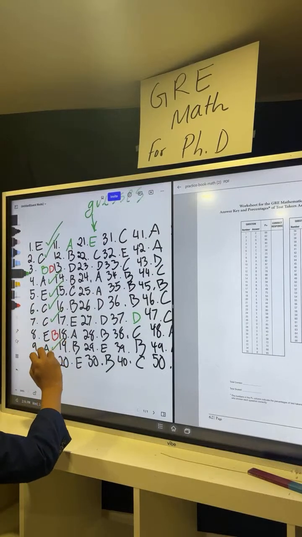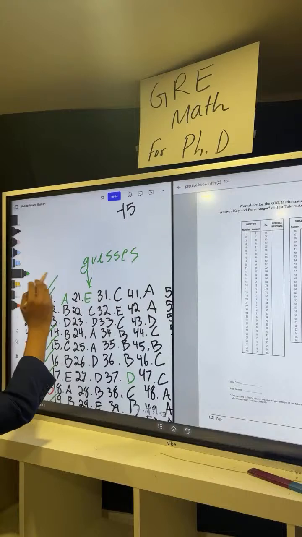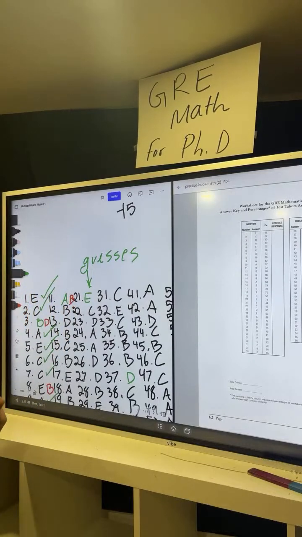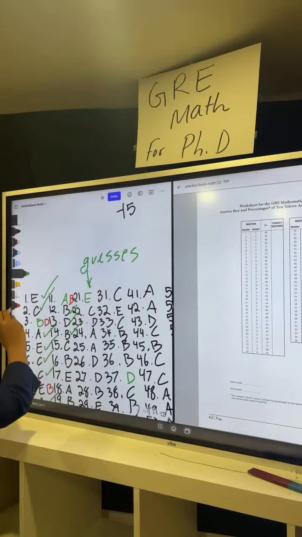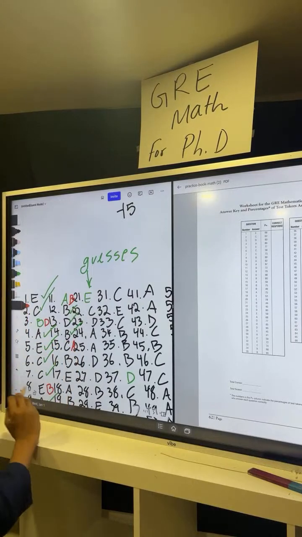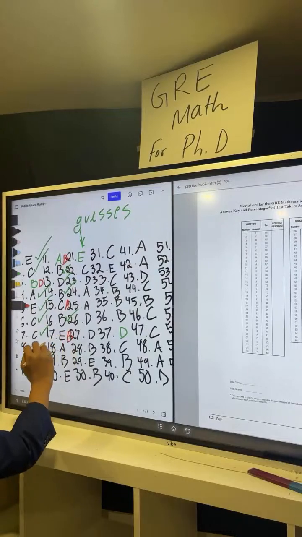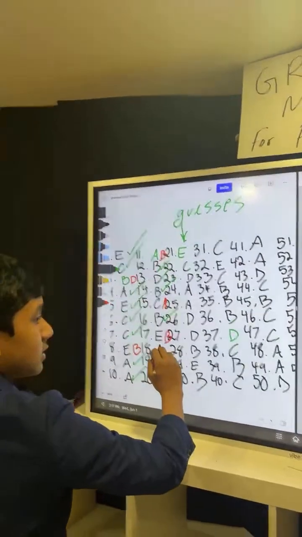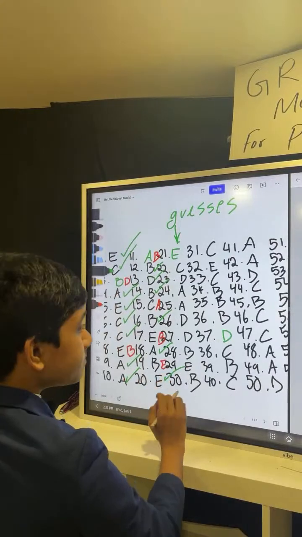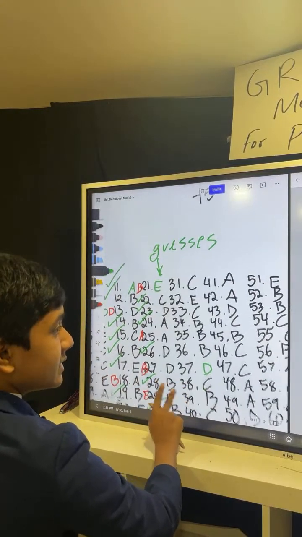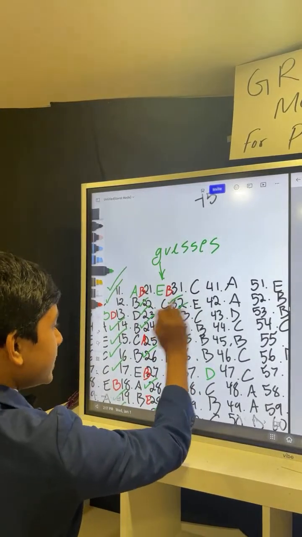9 is A, 10 is A, wow. 11 is B, wow. 12 is B, 13 is D, wow. 14 is B, wow. 15 is A, 16 is B, wow. 17 is B, 18 is A, 19 is E, 20 is E, 21 is B, 22 is C, 23 is D, 24 is A.